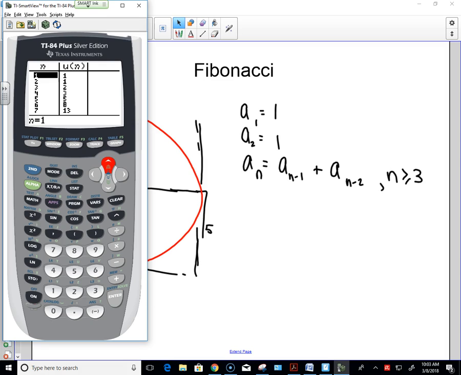1, 1, 2, 3, 5, 8, 13. Huh. Why is this cool? If I was to ask you for the 50th term in the Fibonacci sequence, what would you have had to have done? Whew, let's go. 1 plus 1 is 2. 2 plus 1 is 3. 3 plus 2 is 5. 5 plus 3 is 8. 8 plus 2. It's not horrible. It's addition, right?